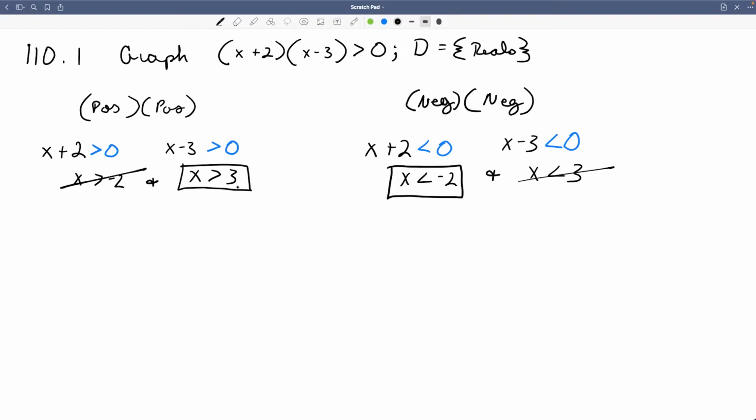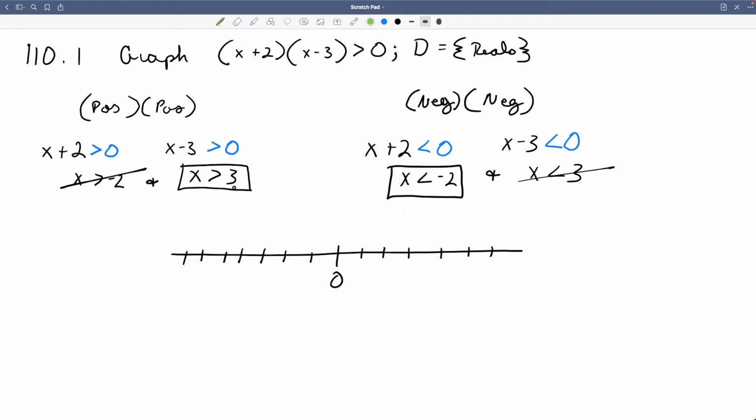Now we can graph. Now that we have our positive solution and our negative solution, we can graph it on a number line. Here's my 0 in the middle. And 1, 2, 3, 4, 5, 6. I know these are not perfectly even, but they're pretty close. All right, well, sort of somewhat representative. How about that? So we're going to graph this one first.